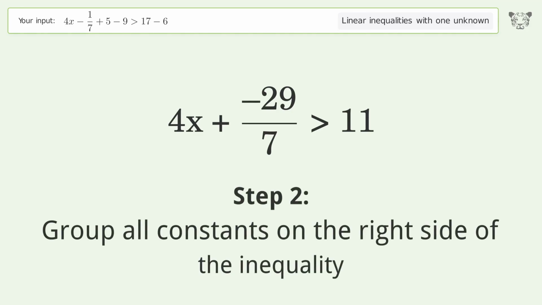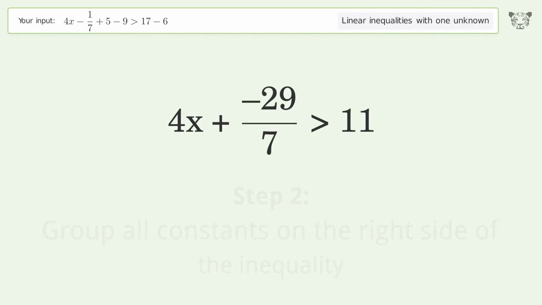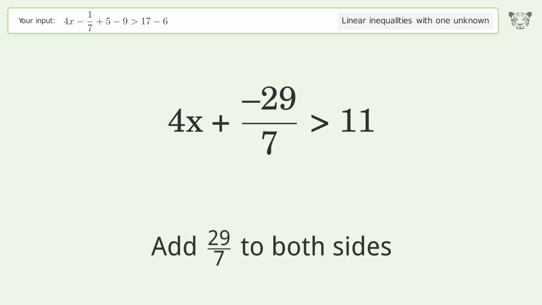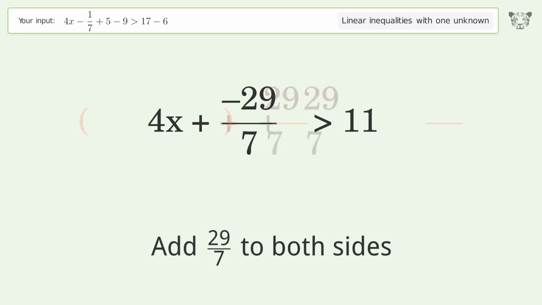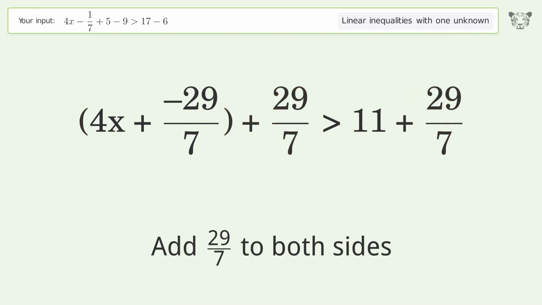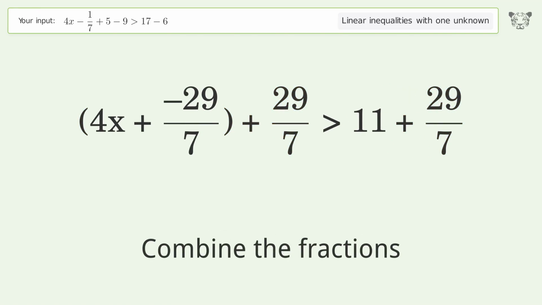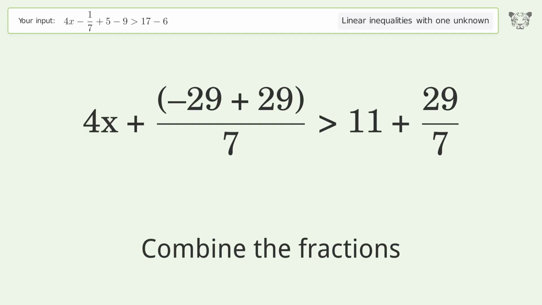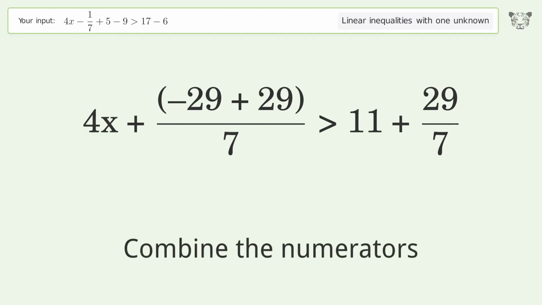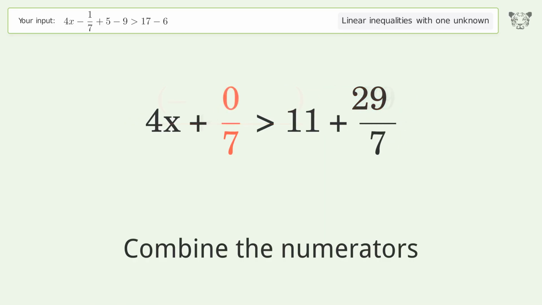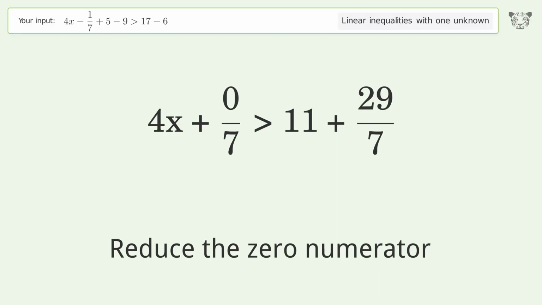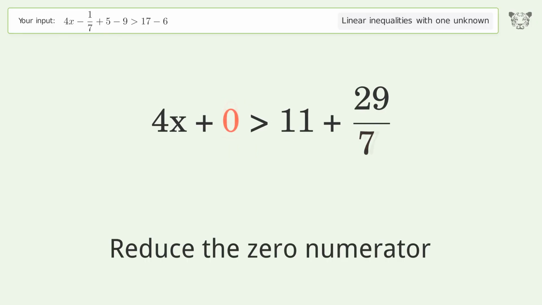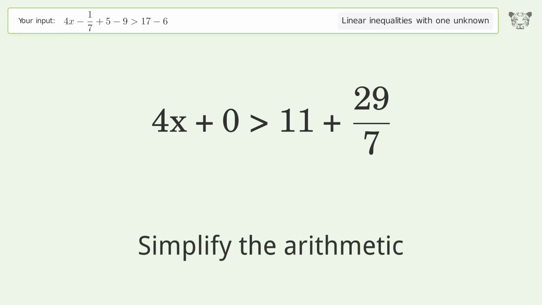Group all constants on the right side of the inequality. Add 29 over 7 to both sides. Combine the fractions. Combine the numerators. Reduce the zero numerator. Simplify the arithmetic.